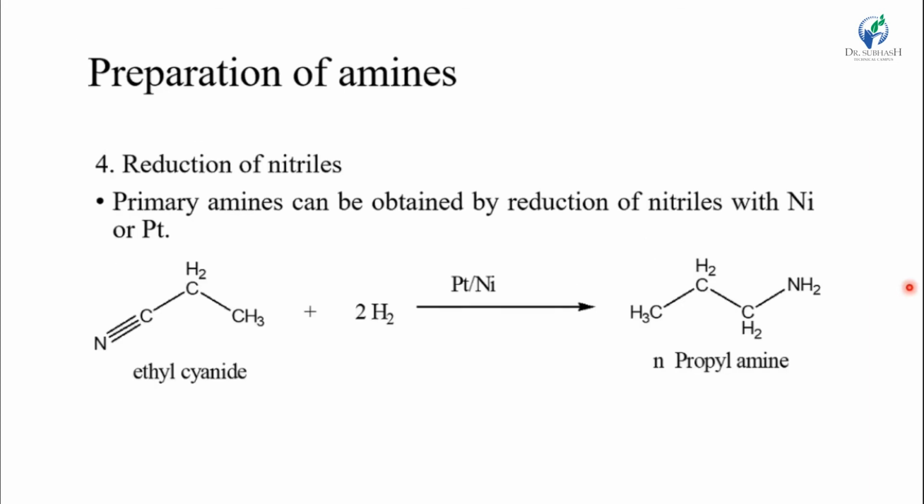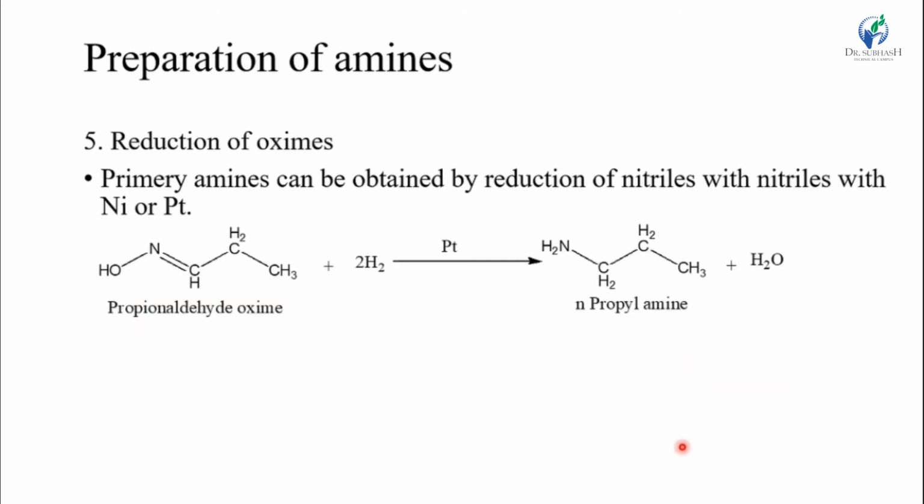Okay, then the fourth one is the reduction of the nitrile. Primary amines can be obtained by the reduction of the nitrile with nickel and platinum. Ni and Pt are the reductive agents. So here alkyl cyanide plus 2H2, with platinum and nickel as reductive agents, makes N-propylamine. Here H2 is attached here and here, making the N-propylamine.